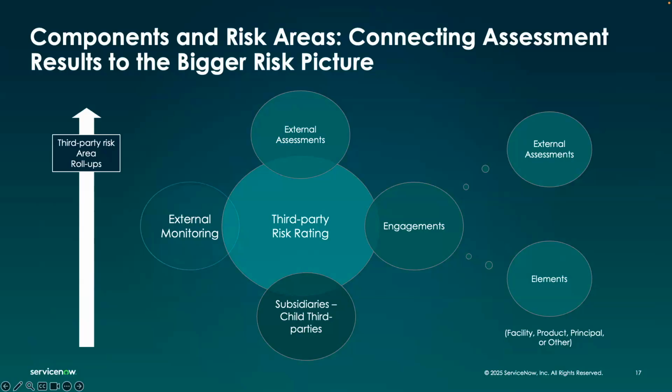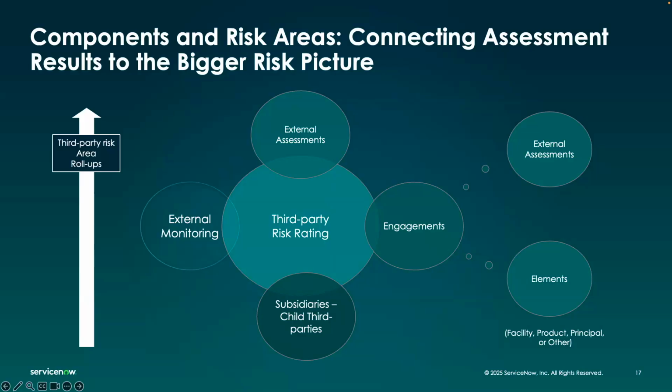Broadly speaking, the risk scoring methodology doesn't stop at generating scores for individual assessments. Its true power comes from how those individual ratings roll up to form a broader, more strategic view of third party risk. And that's where two key frameworks come into play: components and risk areas. These are the heart of the third party risk management process and absolutely critical in driving meaningful, actionable risk insights. Let's first talk about the components framework.